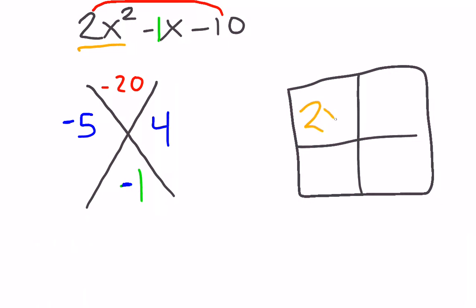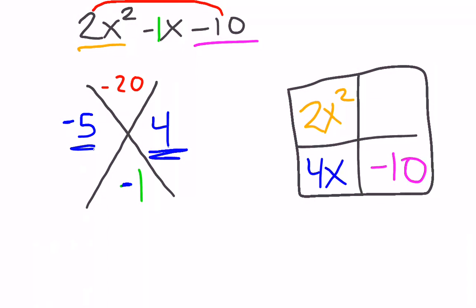First term goes in the first box. Last term goes in the last box. And the things from my x go on the diagonal. It doesn't matter which order you do. So if you didn't write down your box the same way, just double check our final answer is the same. And now factor our GCF.